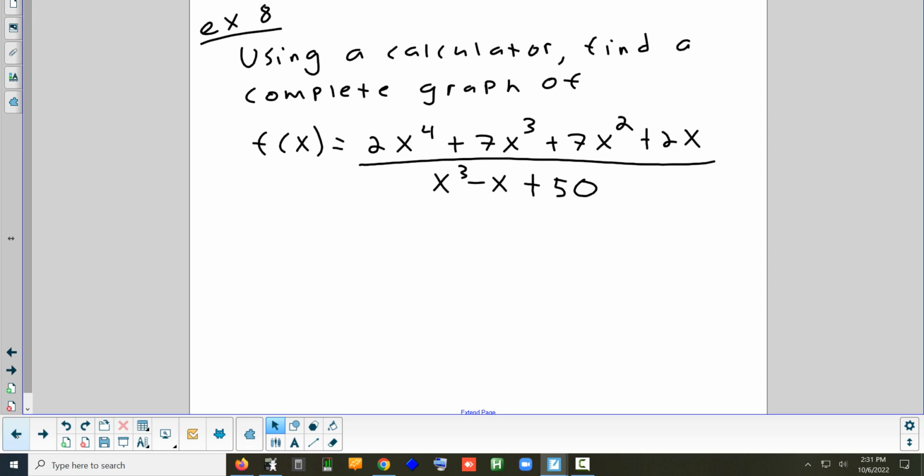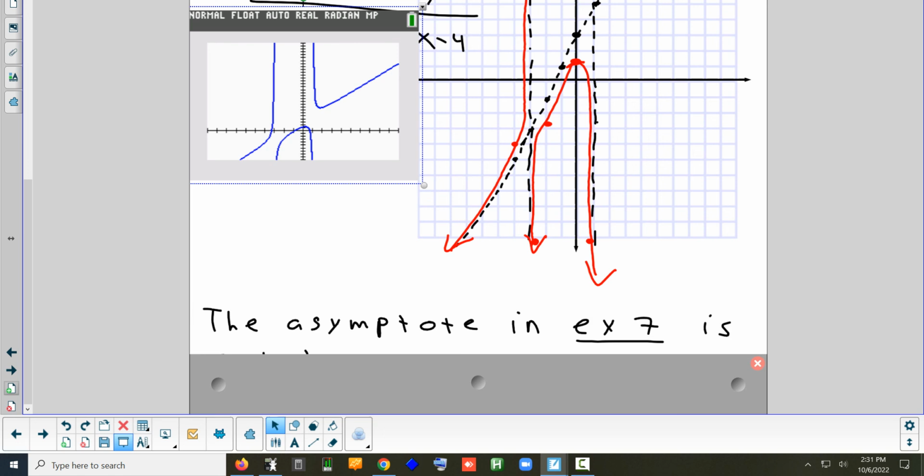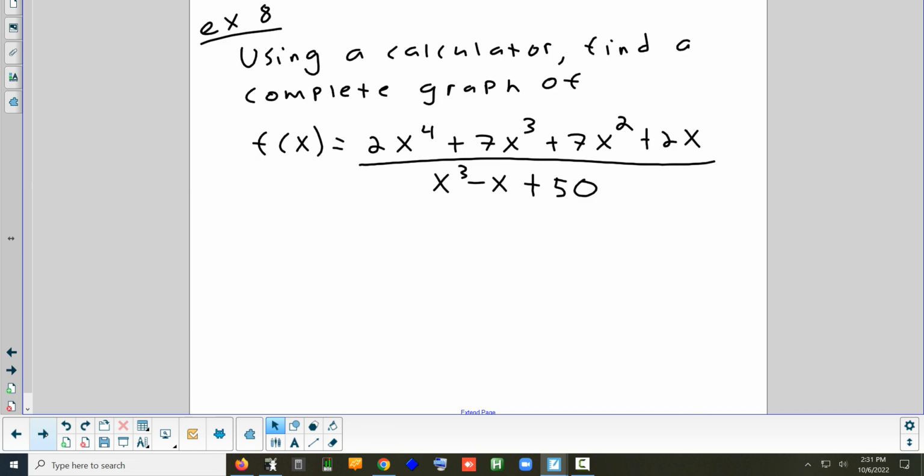What did we call the asymptote in the last problem? This one. It's an end behavior asymptote, but it's not a curve. This end behavior asymptote was on a slant. Probably should have, I think I wrote it down, but I didn't show you. So the asymptote in example 7, that was called a slant asymptote. This problem is going to have the same type of asymptote because the difference is a 1. It's a slant.